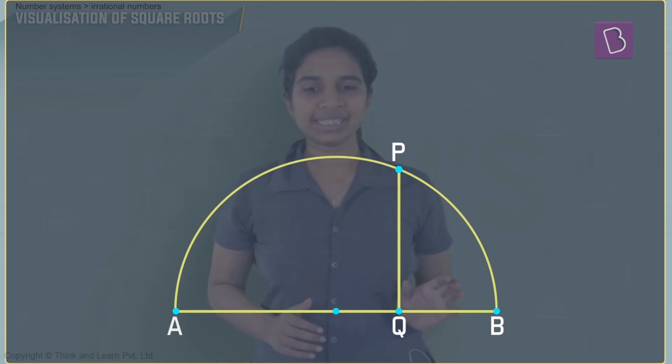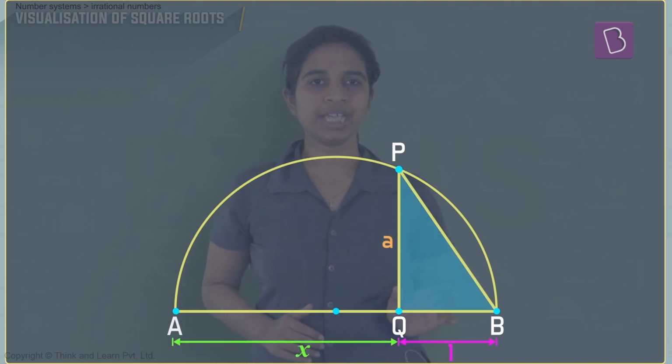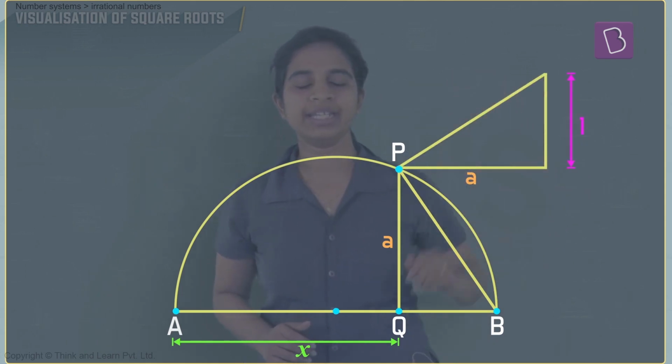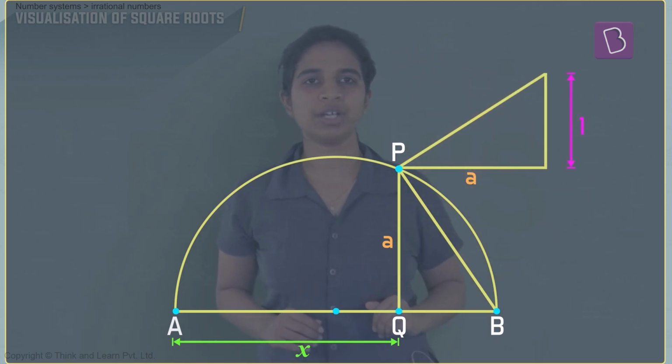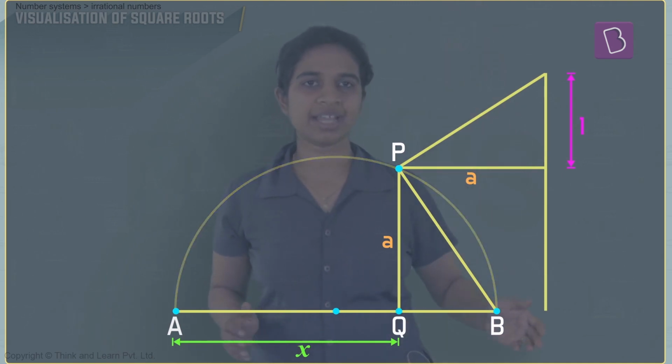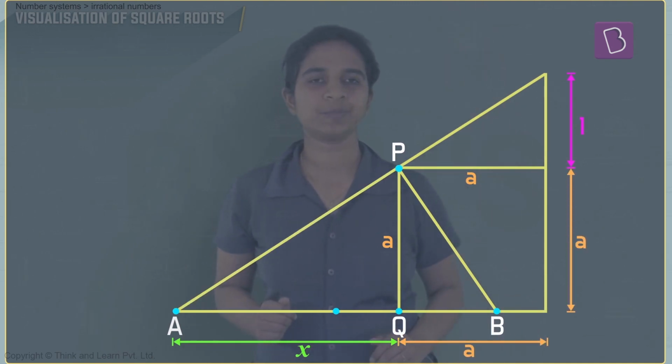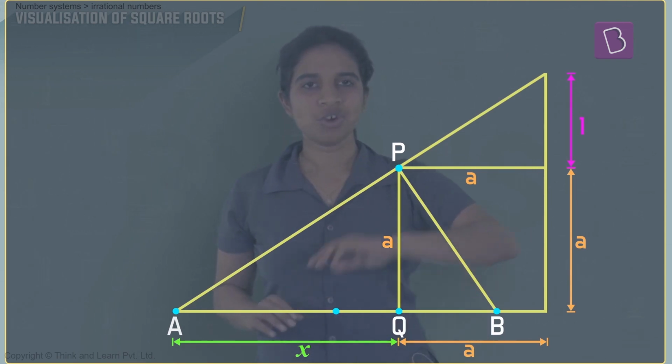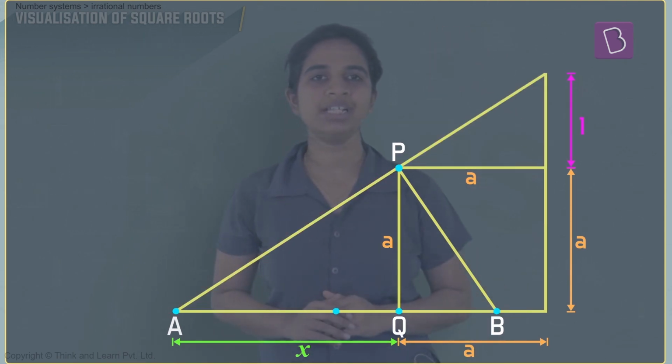Now, let's take this triangle PQB and rotate it by 90 degrees, so my triangle has come on top now, right? Let me extend this line further down and complete the triangle. We extended the line further down and completed the triangle. So we now have this large triangle.